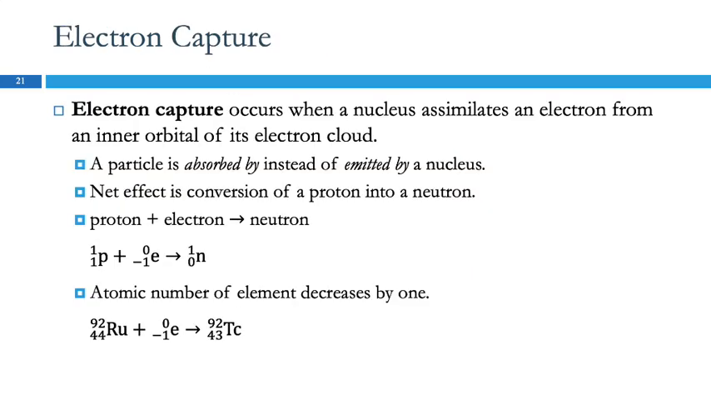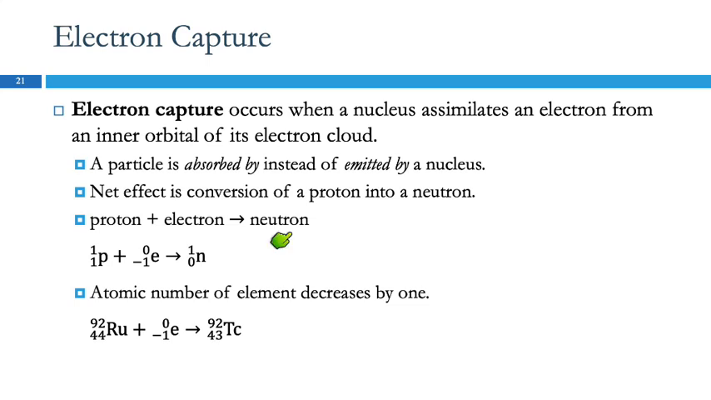Electron capture is where the nucleus gets something, a particle gets absorbed, instead of being emitted. Where does that electron come from? It comes from one of the inner orbitals of its electron cloud. So the particle's absorbed rather than being emitted by the nucleus. The net effect is that a proton gets converted into a neutron.